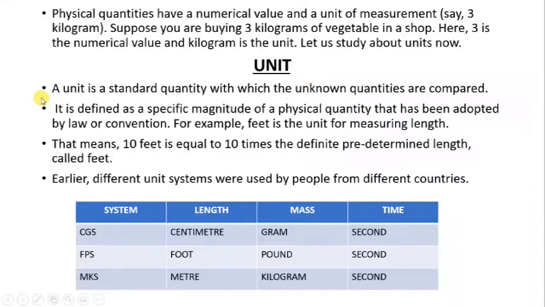Unit. A unit is a standard quantity with which the unknown quantities are compared. A standard quantity is nothing but a quantity which has been predetermined by the scientists. That is, the amount or the magnitude of that quantity of a particular object or substance has been predetermined, has been calculated already by people or scientists. That is called a standard quantity.